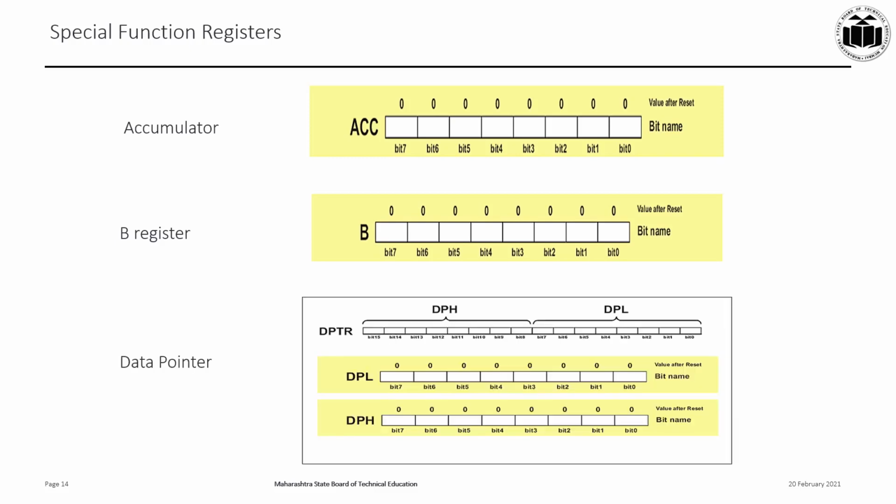The data pointer. The data pointer is a 16-bit register and it is used to hold the 16-bit address of data memory. As you can see here, you have DPH and DPL which can be used as two separate 8-bit registers. The 8-bit data pointers are used for accessing the internal RAM and the SFRs. The 16-bit data pointer is used for accessing the external data memory. The contents of the data pointer are programmable using instructions.